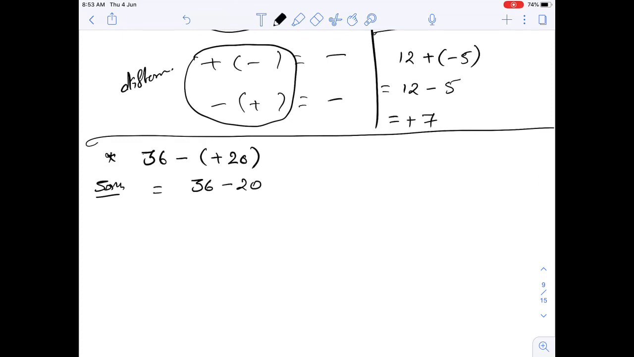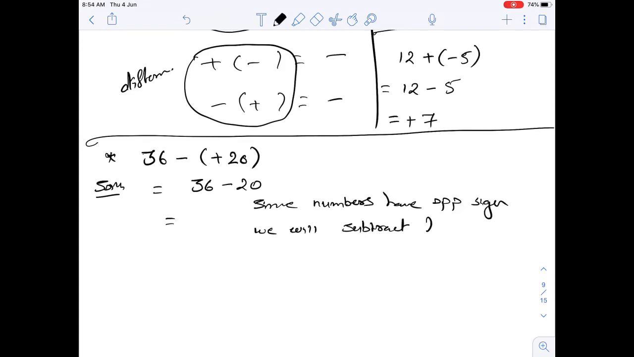Okay, so I will write one more step here, equals to. Now we have to look at the signs of the numbers. Since the numbers have opposite signs, we will subtract the numbers. So now, 36 minus 20 is how much?